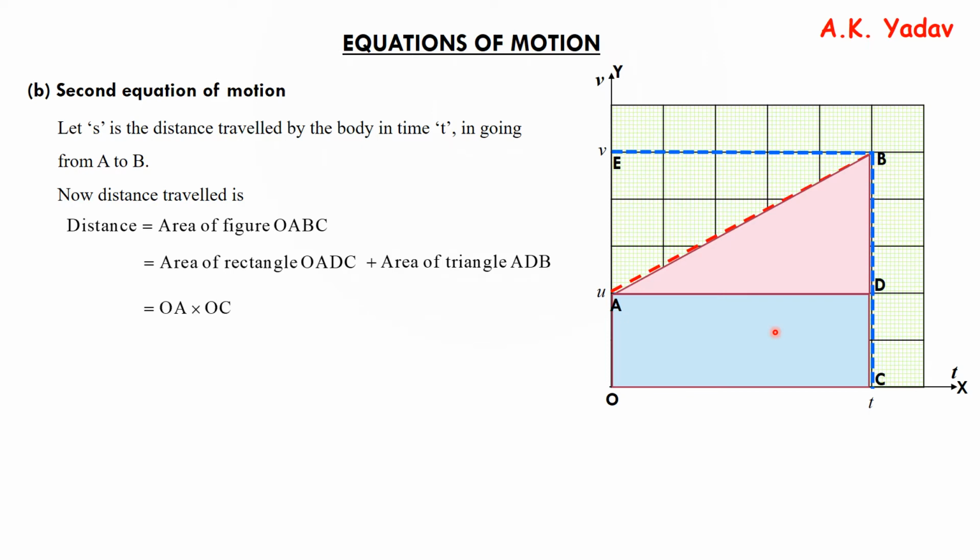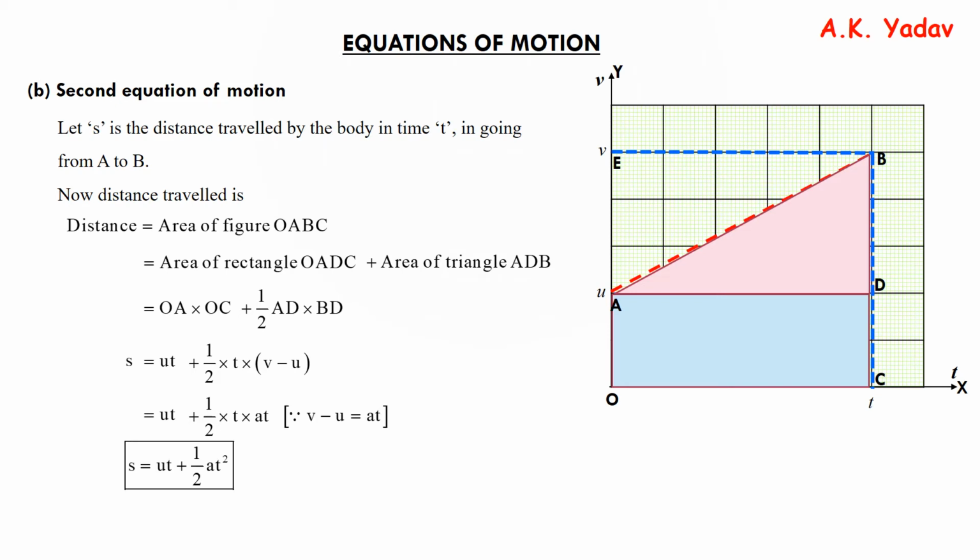Now the area of the rectangle is OA into OC, and the area of the triangle is half into base, which is AD, into altitude, which is BD. So distance s is equal to OA, which is u, OC is t, plus half. Now AD is t and BD is v minus u. So s is equal to ut plus half t into (v minus u), and v minus u can be written as at from the first equation of motion. So what we get is s equals ut plus half at square.